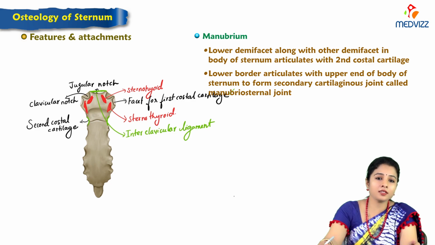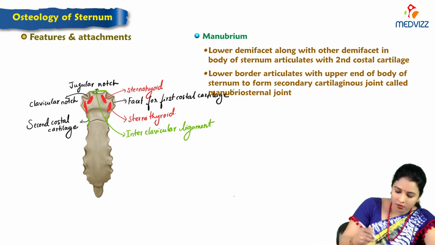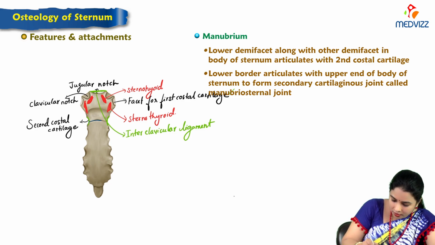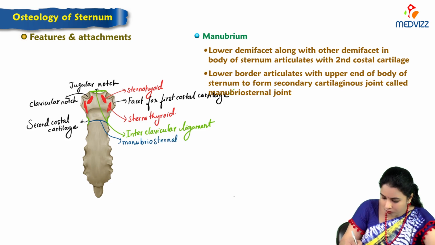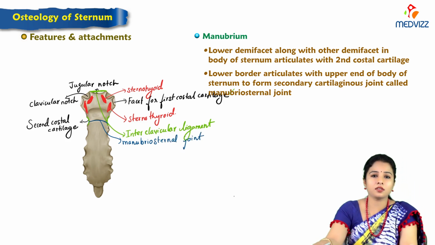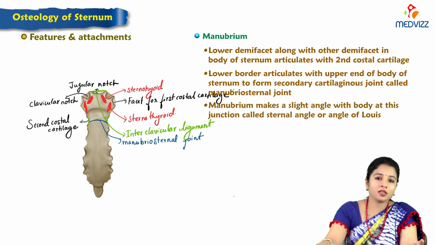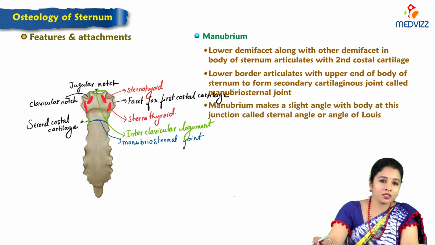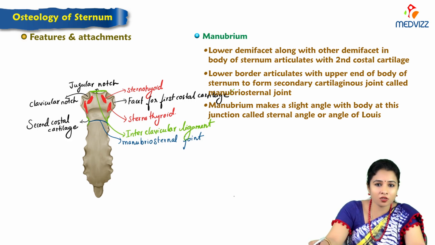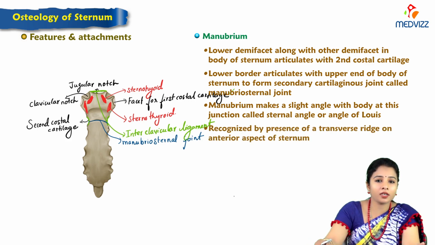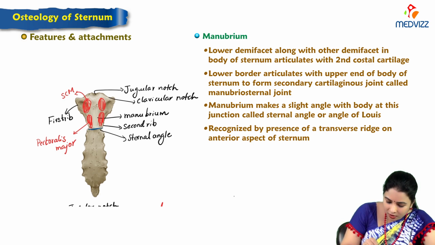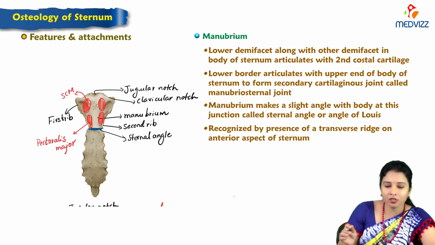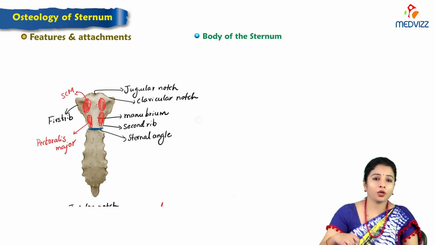cartilaginous joint called the manubriosternal joint. The manubrium makes a slight angle with the body at the junction called the sternal angle or angle of Lewis, which we saw just now, and it is recognized by the presence of a transverse ridge on the anterior aspect of the sternum. So the sternal angle is marked by the transverse ridge which is present here. Next we shall move on with the body of the sternum.